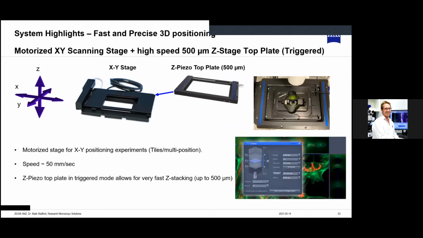Motorized stage, you have obviously a motorized XY stage on the system, but you also have this Z piezo top plate. So the Observer 7 has a very fast internal Z drive anyway, but with this 500 micron Z piezo top plate and the fact that the system's fully triggered, you can do incredibly fast multi-channel experiments. And with this Z piezo device, really, really fast Z stacking as well. So you can combine all of those modes together for very fast three-dimensional imaging reconstructions.